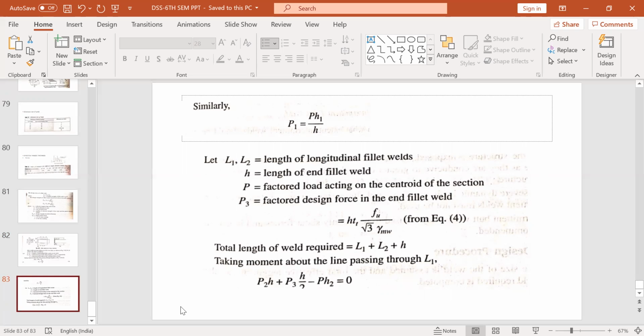So anything you can design. This is how the design of fillet welds is done.